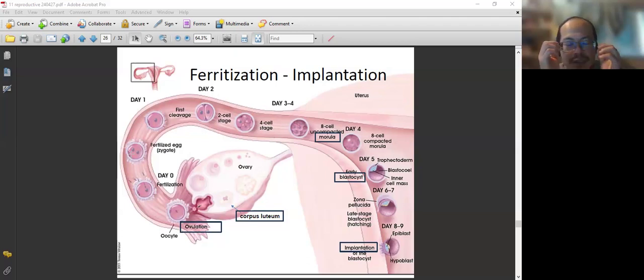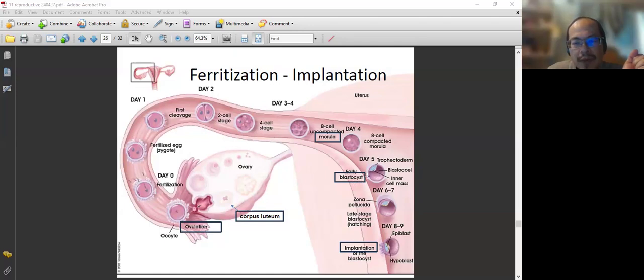Zygote will start to perform mitosis, so cell division, and then one becomes two, two become four. In the beginning, these cell divisions are restrained in a limited space. So this is the space that they will have. They will divide, but they will stay in that same space. And at that level, we call it morula. And then it will grow to become the blastocyst.